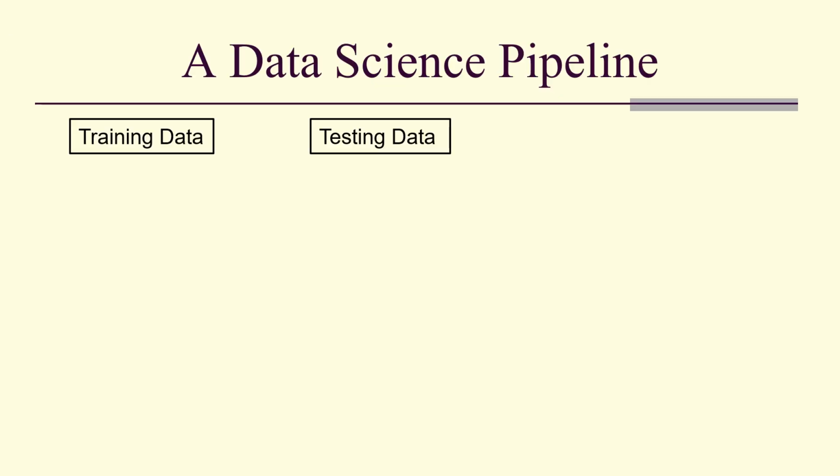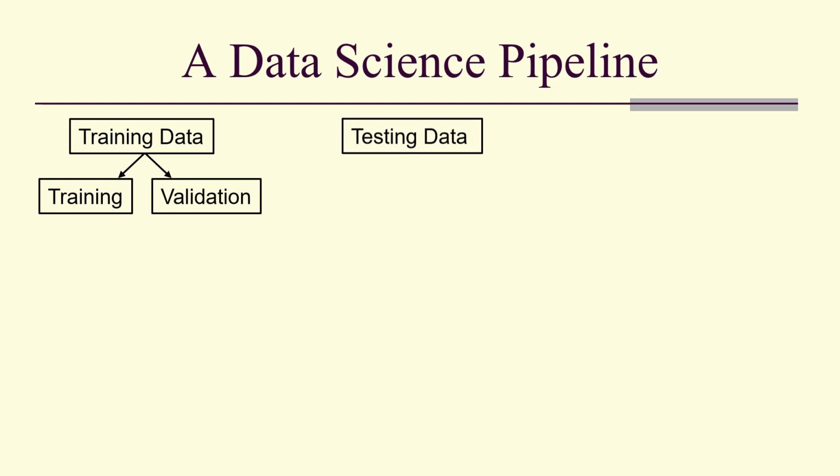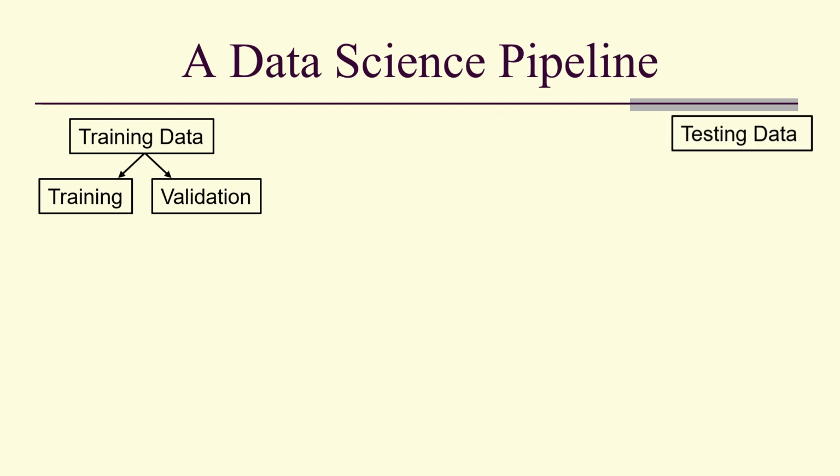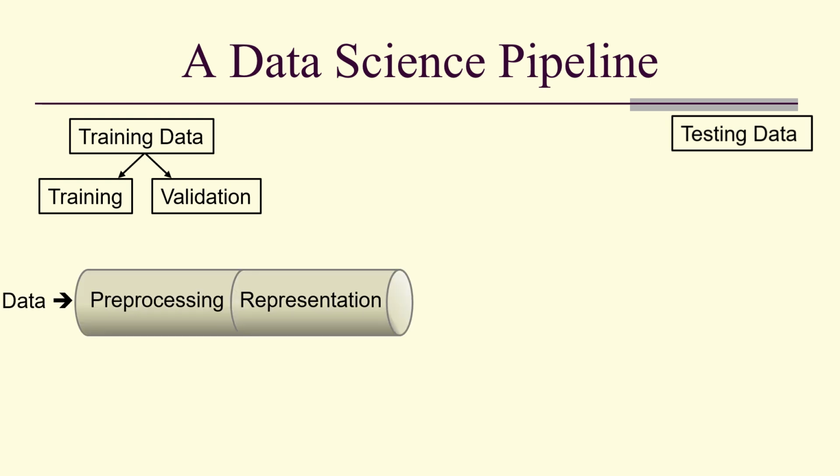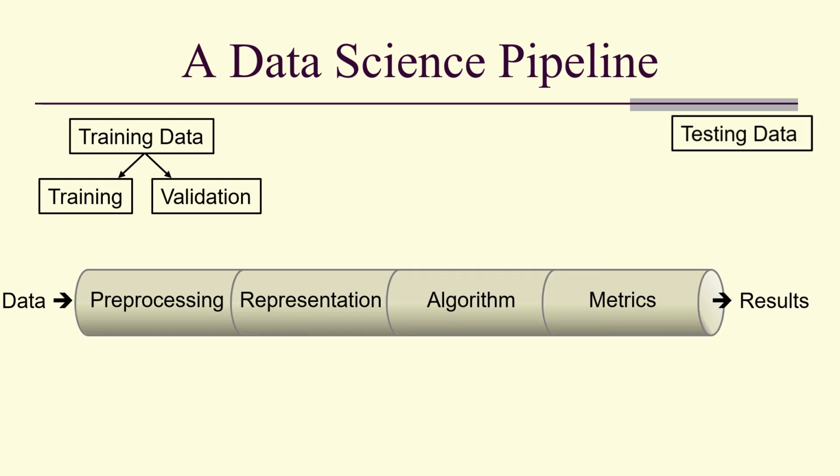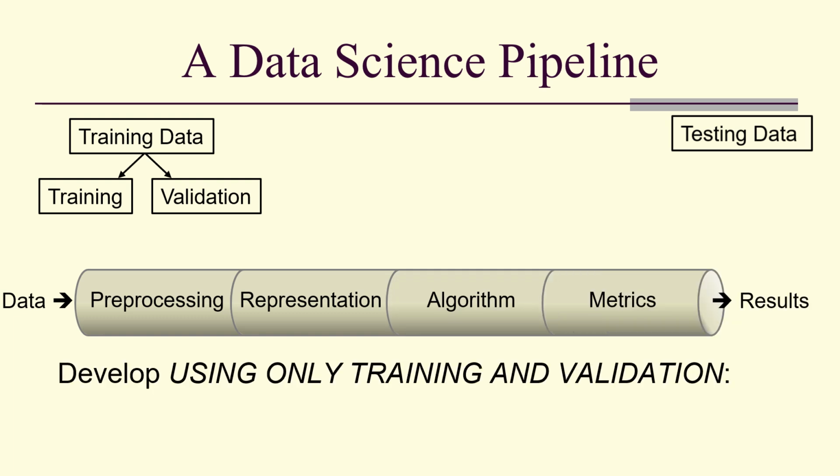Typically, we have training data and we have testing data. We split the training data into training and validation. The testing data we move off by itself. We're not going to touch it until the end. And then our data goes through pre-processing and representation and algorithm, and then metrics, and then finally results. But you only use training data and validation to develop the pipeline.